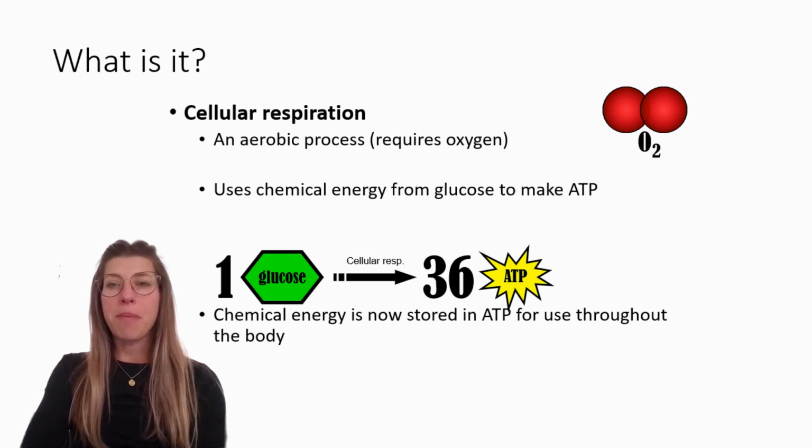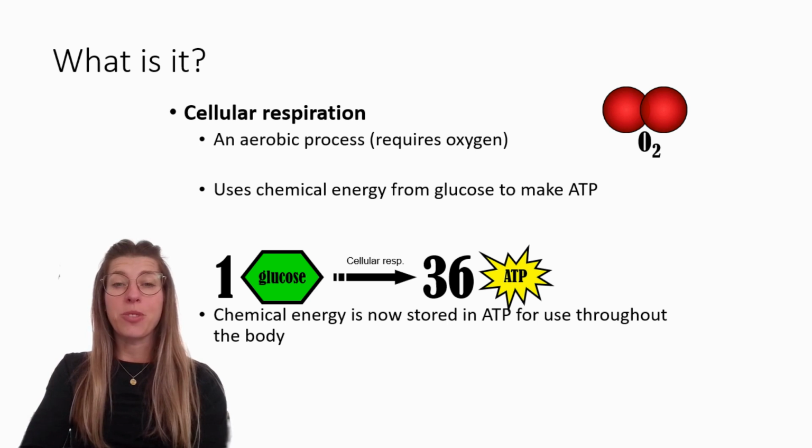And it uses chemical energy from glucose to make adenosine triphosphate. And that is the chemical energy that the cells can utilize to help metabolize all the processes in the cells and in the body.